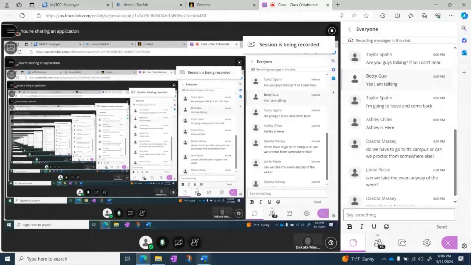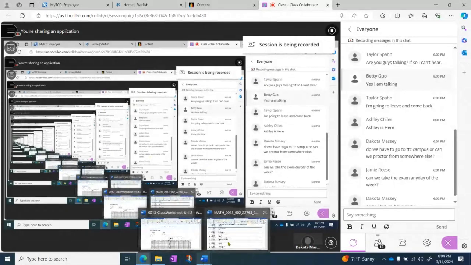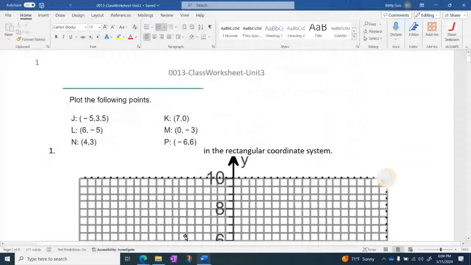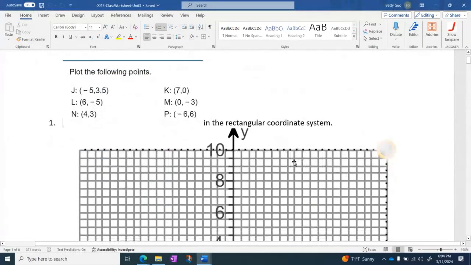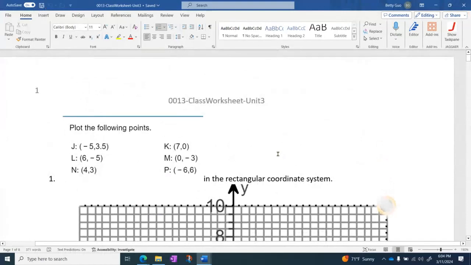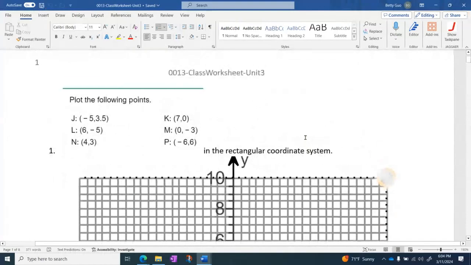Chapter 3, we cover straight lines. This is my class worksheet, or my notes, for Chapter 3. The first concept: rectangular coordinate system.